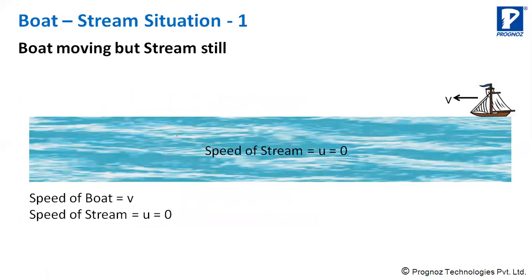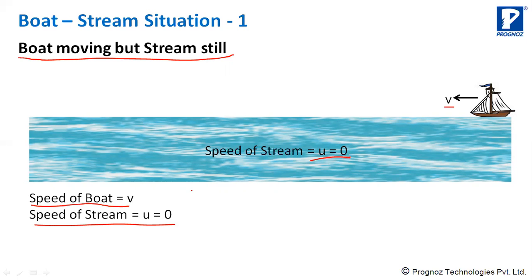This is the first situation where the boat is moving, but the stream is still. So the stream speed is 0. Speed of a stream is equal to 0. So there is no flow in the stream. We can take it as landlocked water, a pond, or maybe a lake. In this scenario, V is the speed of the boat. So what we are seeing, speed of the boat is V and speed of the stream is 0.